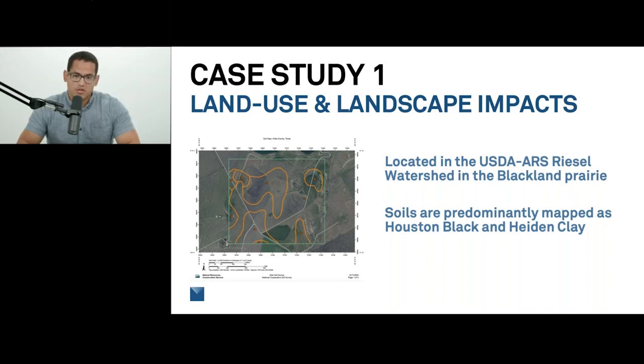And the soils on these sites are predominantly mapped as Houston black and Hayden clay. And just for reference, Houston black and Hayden clay are relatively similar soils. The biggest difference, I think, between the two is the depth of parent material. But outside of that, they're relatively similar soil types.